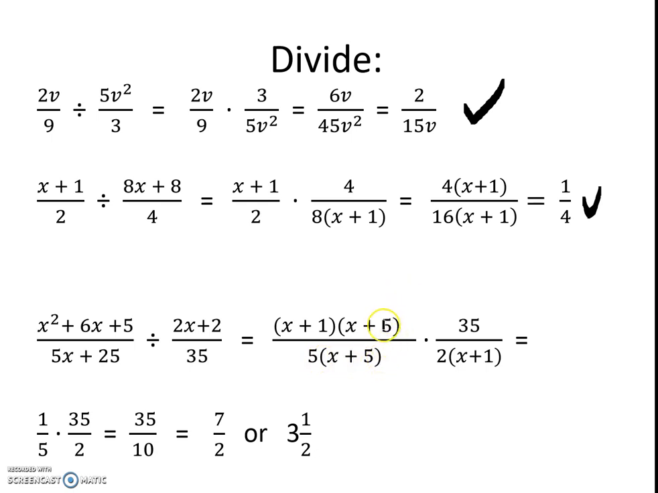Well, x plus 5 over x plus 5, they cancel. And x plus 1 and x plus 1, they cancel. So we're left with 1 over 5 and 35 over 2. When we multiply across, we get 35 divided by 10, which is 7/2, or 3.5, which is our answer.